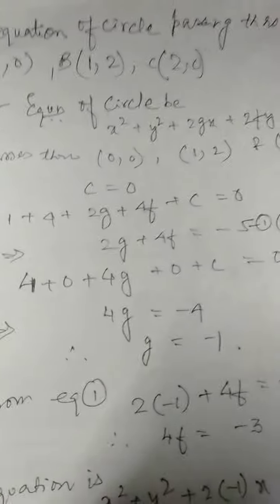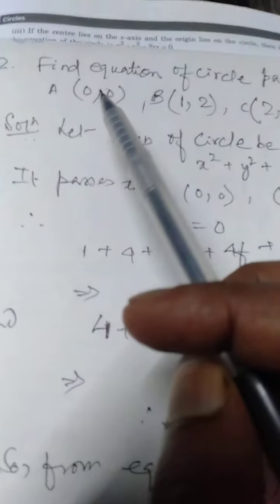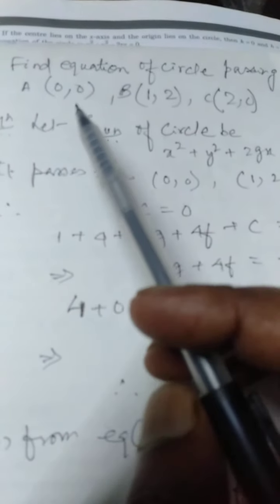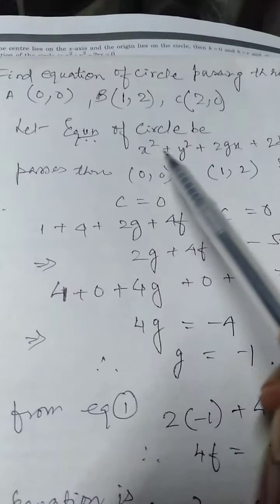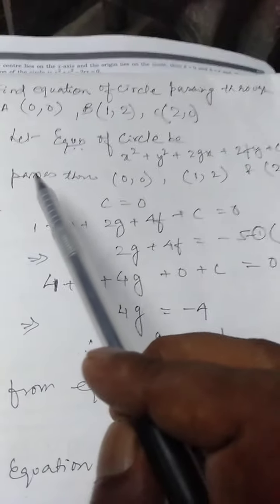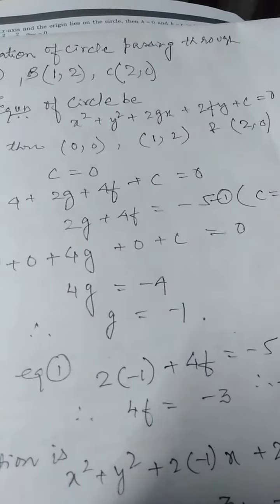Okay students. Now next type. Find the equation of circle passing through 3 points. Very important type. Many sums are given here and it generally comes in the exam. Find the equation of circle passing through the 3 points A, B, C. So let the equation of circle be this, which is given. Passing through the points, this is also given.